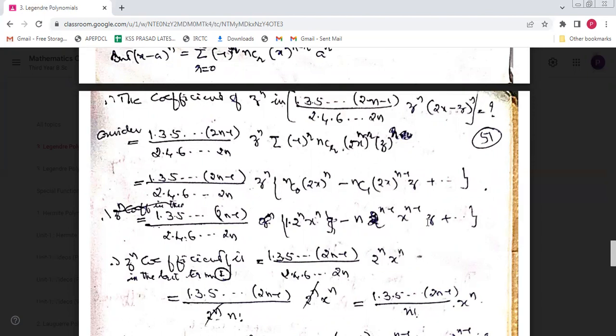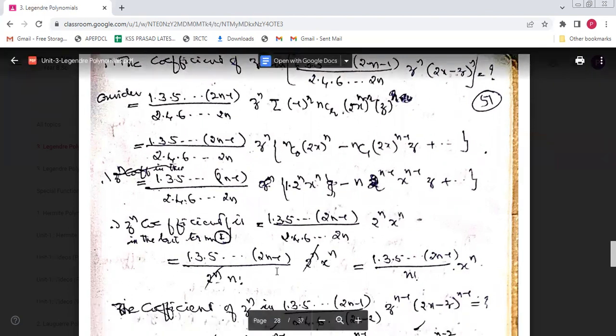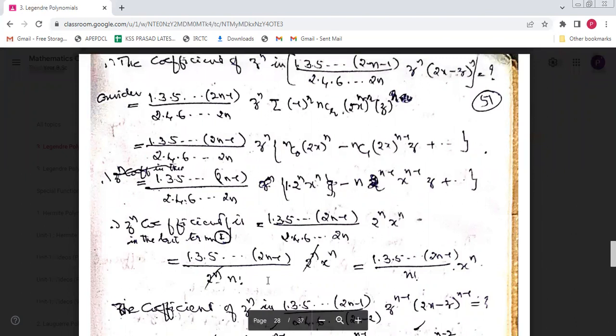Next term becomes z power n plus 1. After that, z power n plus 2, like that we get. So we consider only the z power n term. Now this is nothing but 1 into 3 into 5, etc., 2n minus 1 divided by 2 power n into n factorial, we can write.